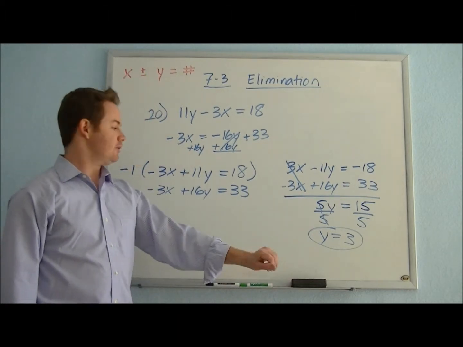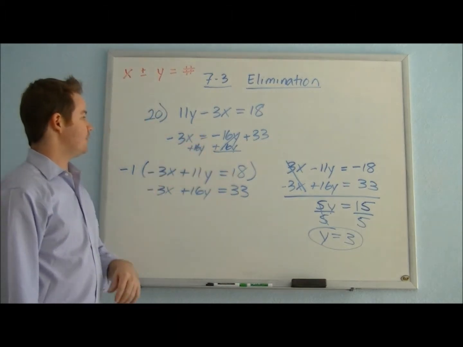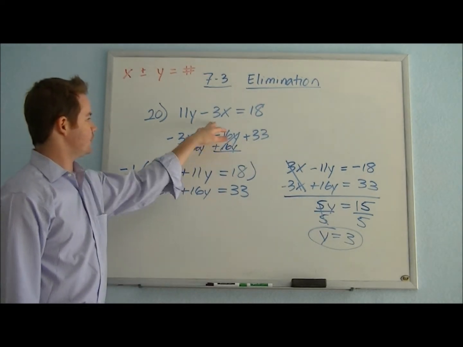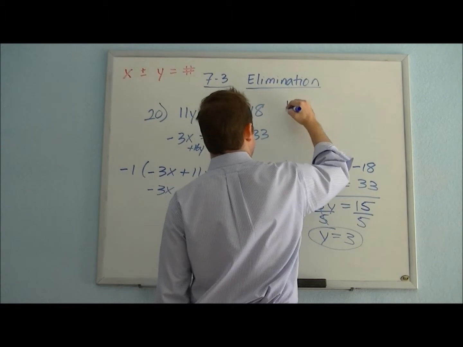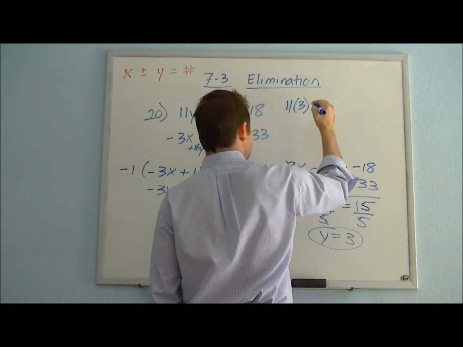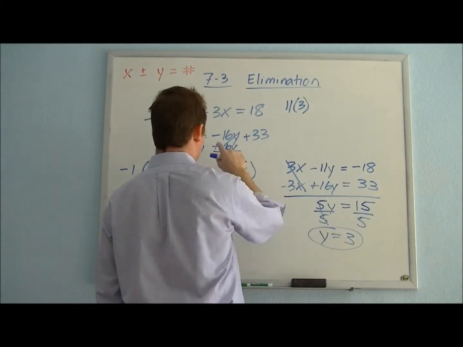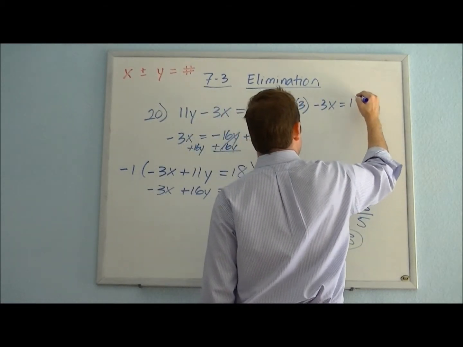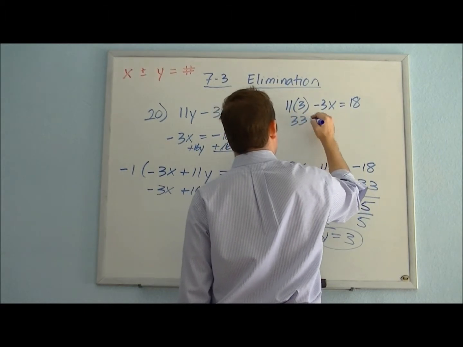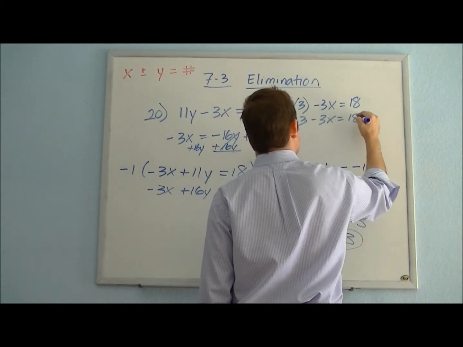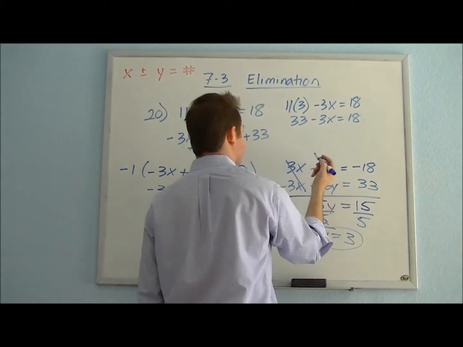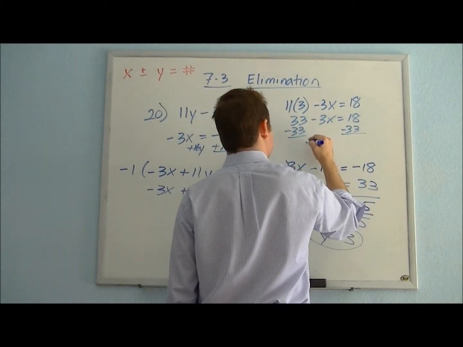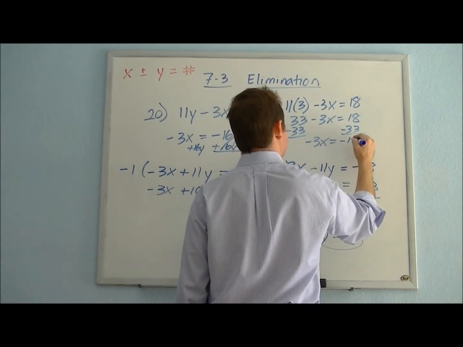And we're not quite done. We still have to plug that value back into one of the equations to solve for x. So if we want, let's try this first equation here. We have 11 times 3. So I'm just plugging in a 3 in place of y. We have 11 times 3 minus 3x equals 18. 33 minus 3x equals 18. Subtract 33 from both sides. Negative 3x will equal negative 15.